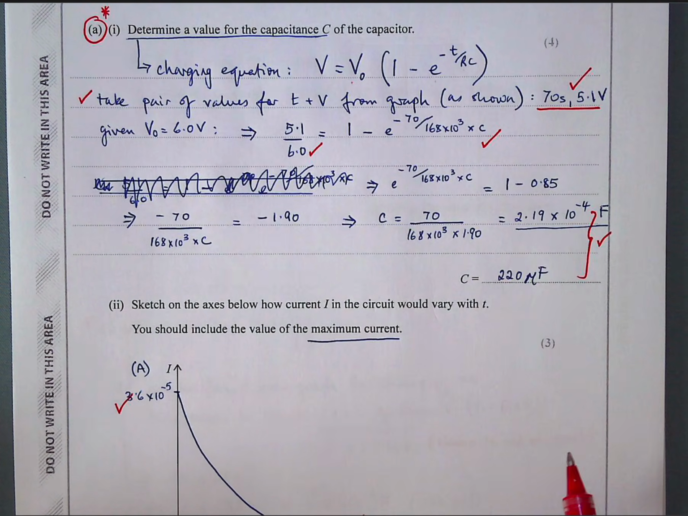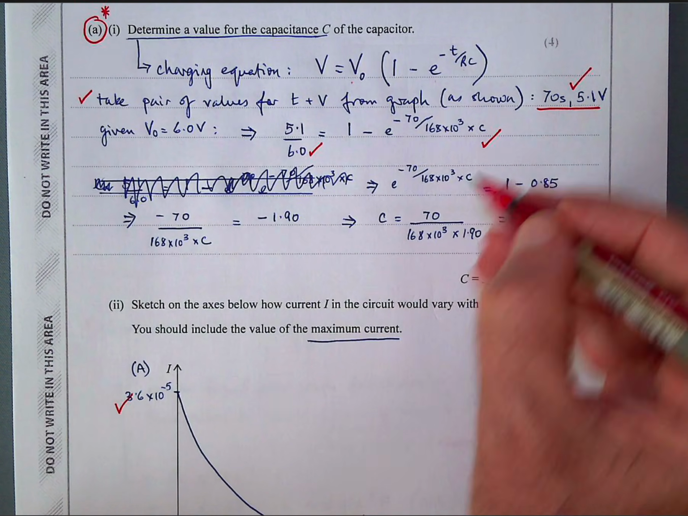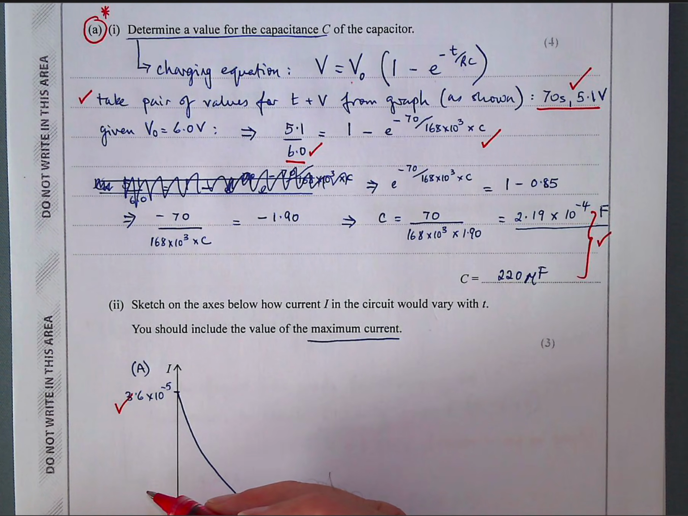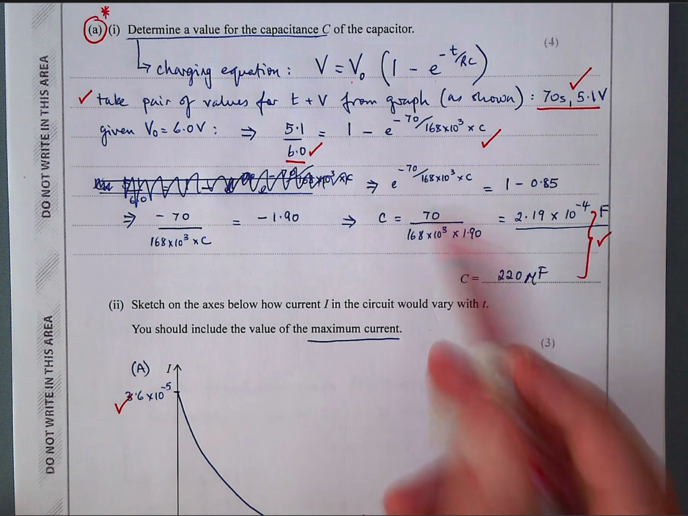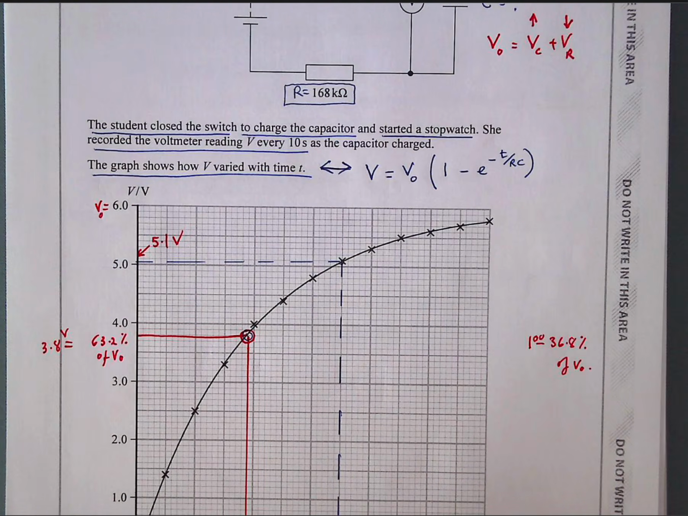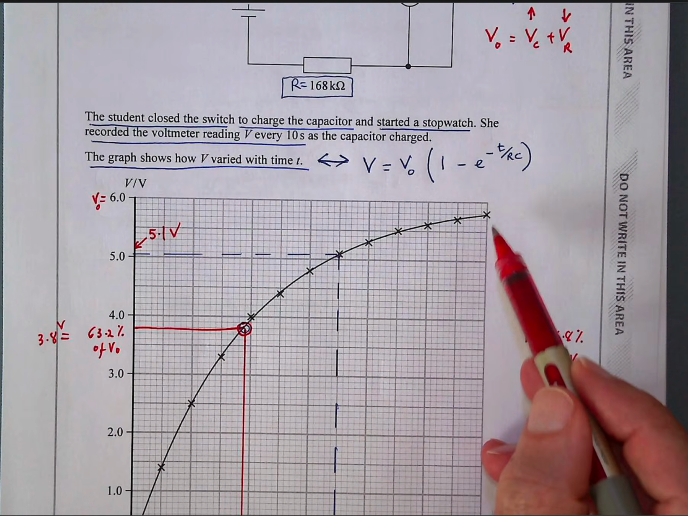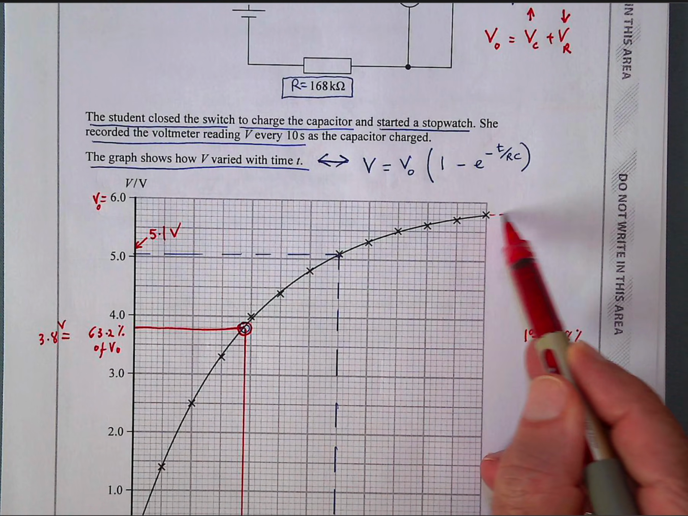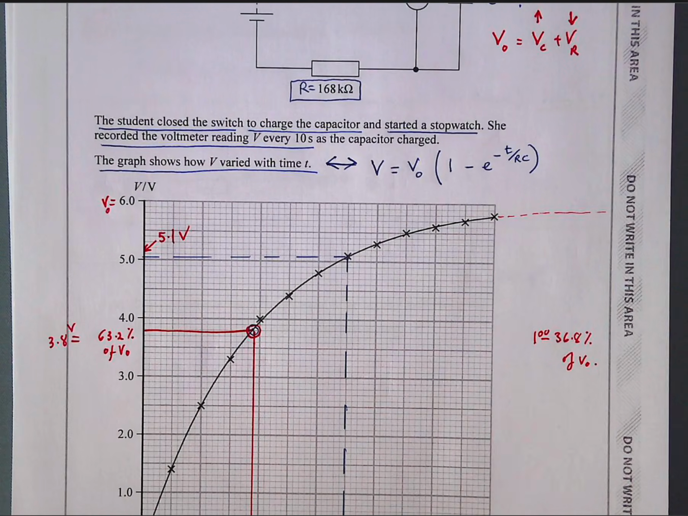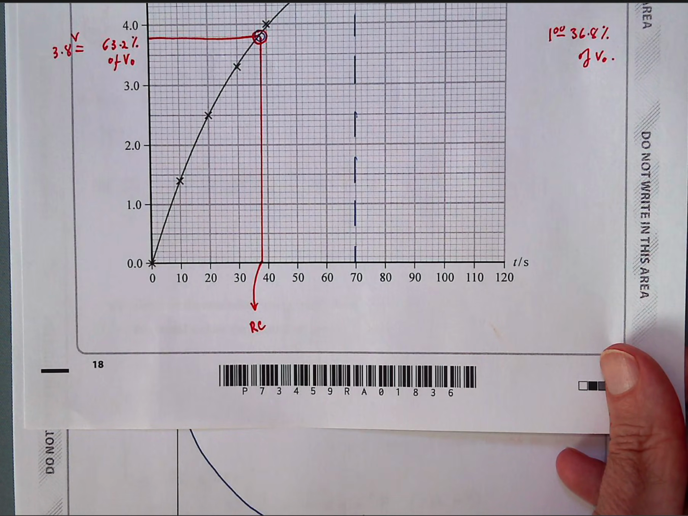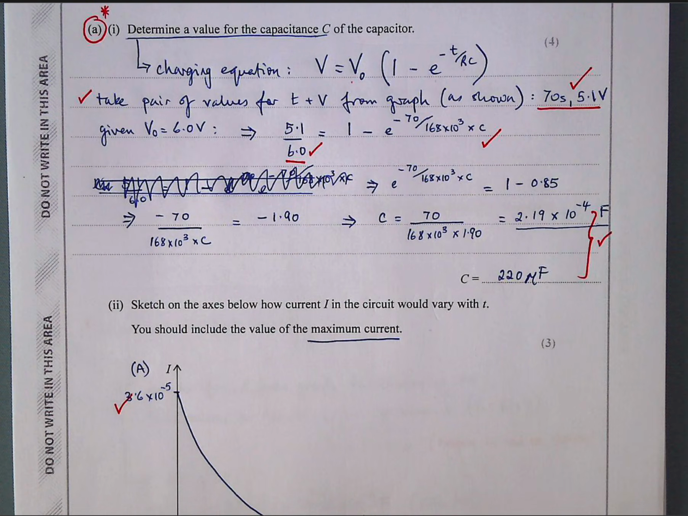So we're going to use the charging equation. And if you substitute the numbers correctly into the charging equation, you will get this. And they want you to make sure you used V naught as 6.0 volts. Because if you look at the graph, it actually doesn't go up to 6.0 volts because they haven't charged it fully. The students stop taking readings. But if you continue, eventually it will get to 6.0 volts. It will take longer than the time shown, which is 120 seconds, which is about 3 time constants.